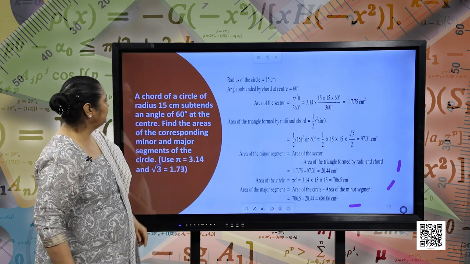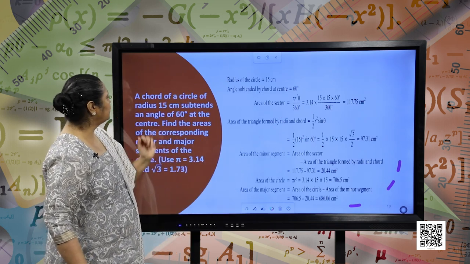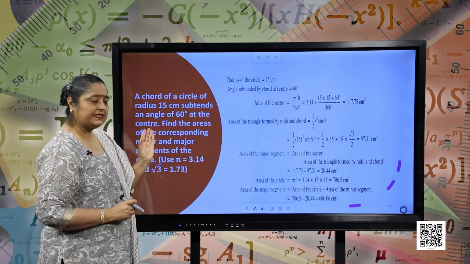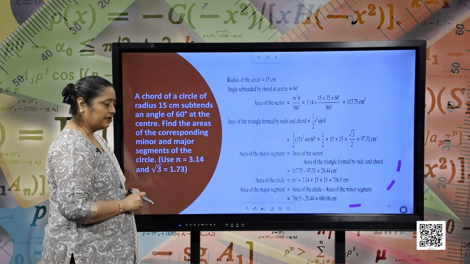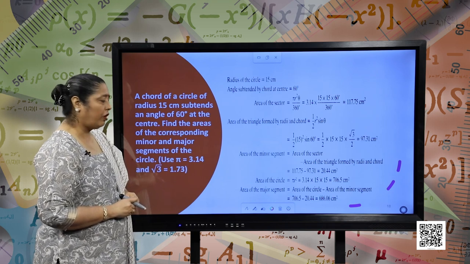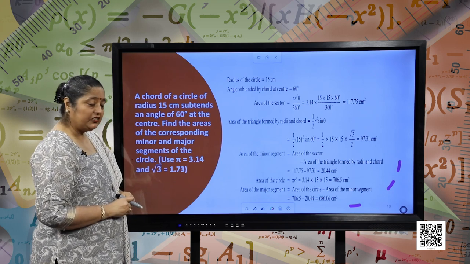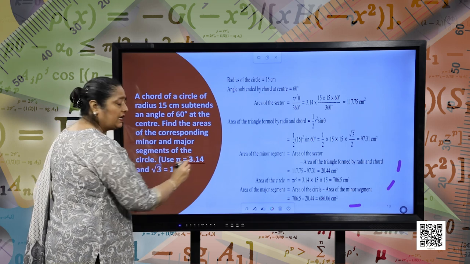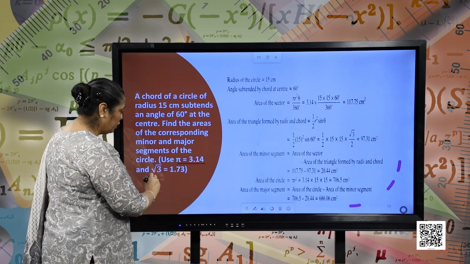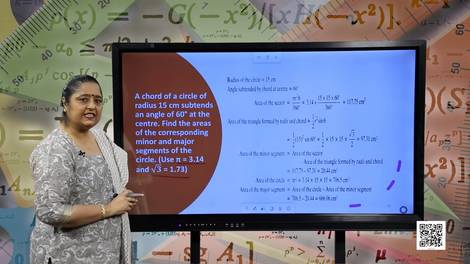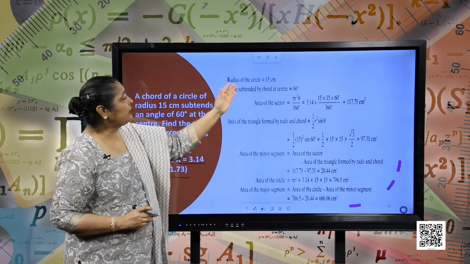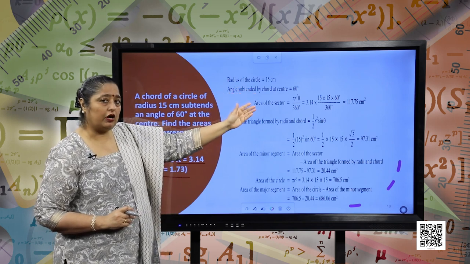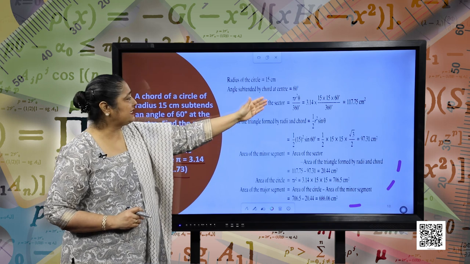Now, let us move forward. A chord of a circle of radius 15 centimeter subtends an angle of 60 degree at the center. Find the areas of the corresponding minor and major segments of the circle. Here we use pi as 3.14 and root 3 as 1.73. Radius of the circle is 15 centimeter. The angle subtended by the chord at the center will be 60 degree.